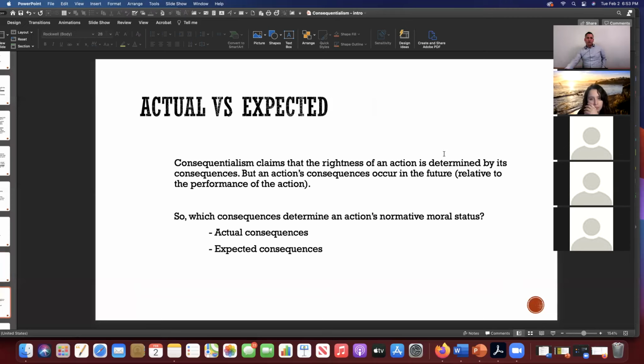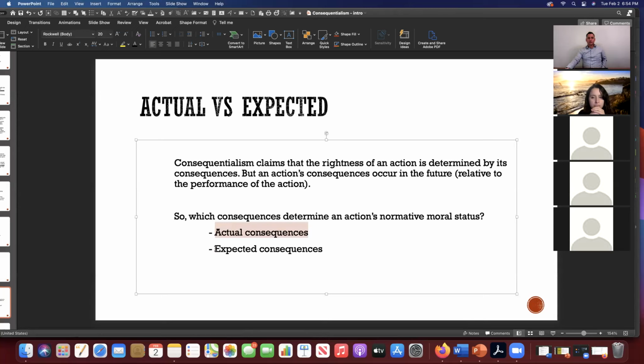Okay, so now an important issue here. Which consequences are the relevant ones? The ones that actually are brought about, or the ones that we expect to come about? Consequentialism claims that the rightness of an action is determined by its consequences. No surprise there. But an action's consequences occur in the future relative to the performance of the action, at least typically. I imagine there could be simultaneous outcomes relative to the performance of an action. So which consequences determine an action's normative moral status? The actual consequences or the expected ones?